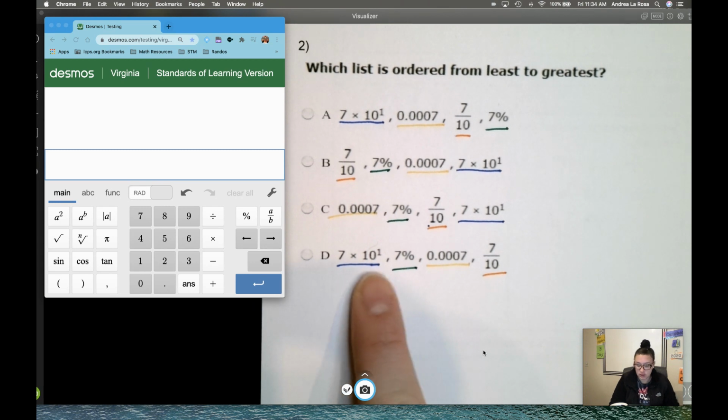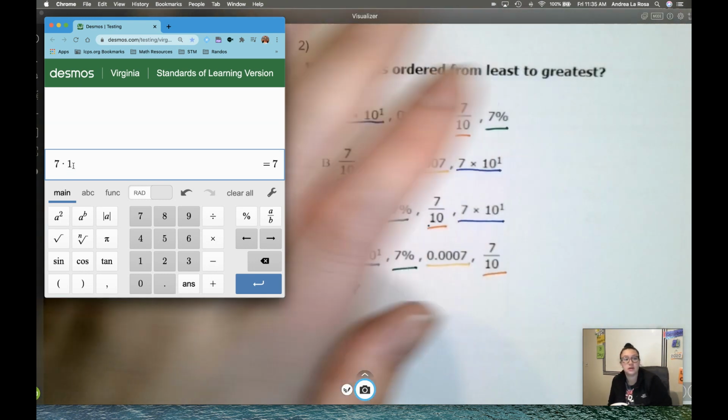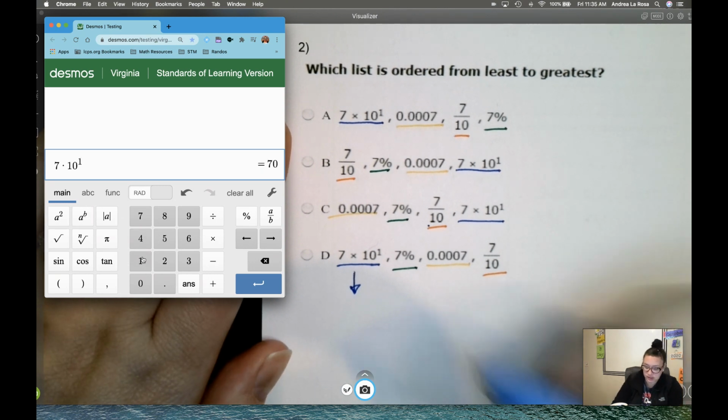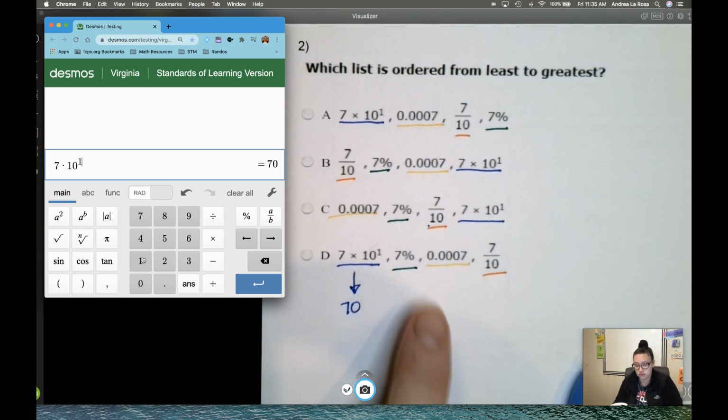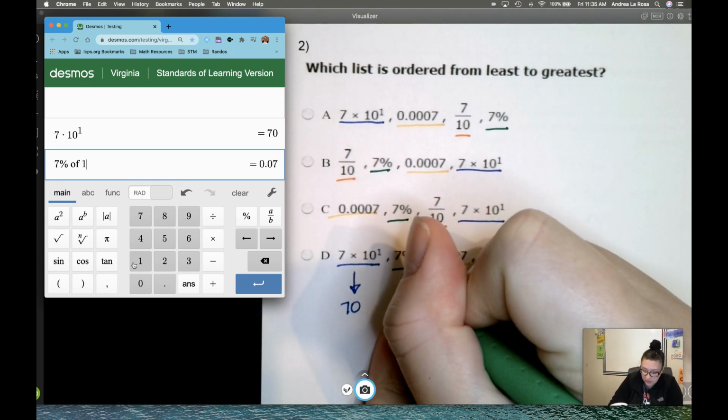So 7 times 10 to the first. I can do this on my Desmos. 7 times 10. Oh, Andrew, that's 77. 7 times 10. The exponent button is that a to the b. 7 times 10 to the first power is 70. If I want to do 7% as a decimal, remember I type 7% of 1. I see that that's 0.07.